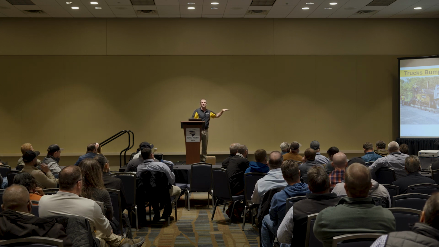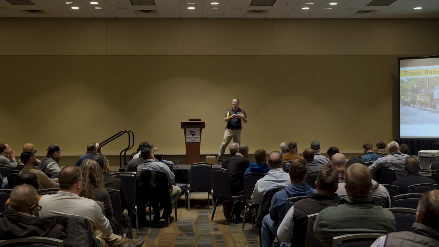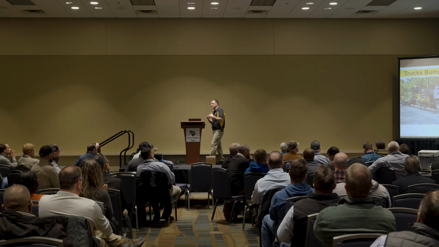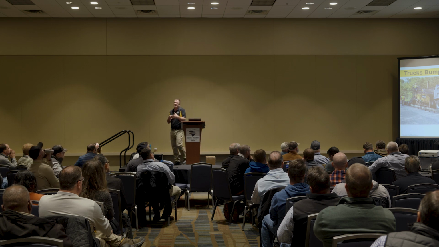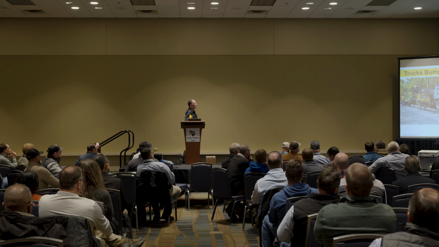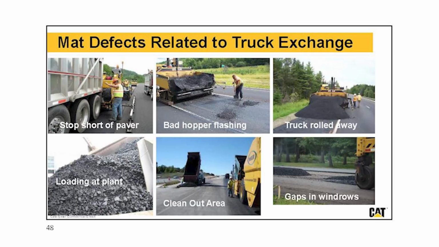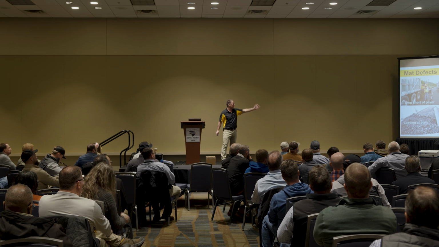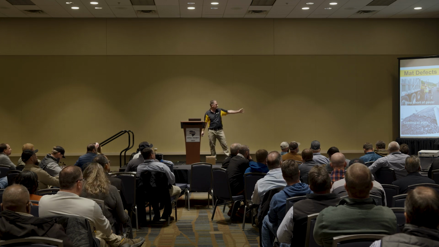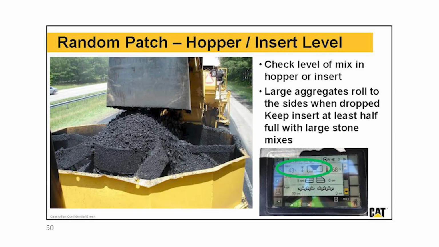Because what happens? Push that screed back, and I get a mark in there. Is that going to roll out? Maybe, but probably not. Depends how hard he backs into it and hits it. But folding hopper wings. So lots of things, mat defects related to that truck exchange, right? Good hopper flashing on the paver, trucks rolling away, training drivers, clean out area, all that good stuff. Random patch, that's the hard one to find.